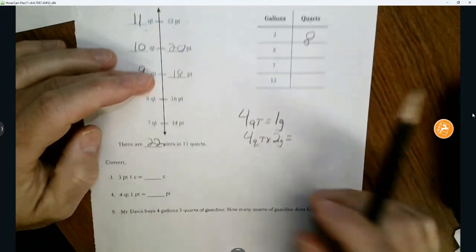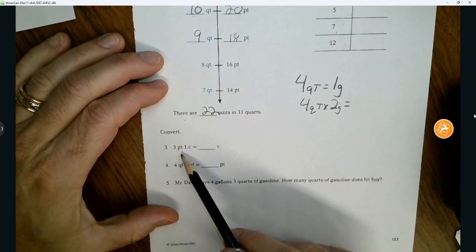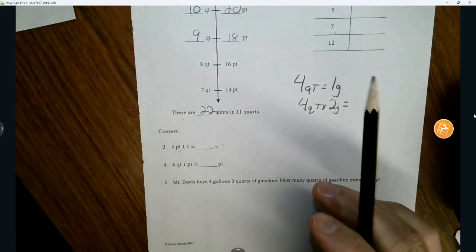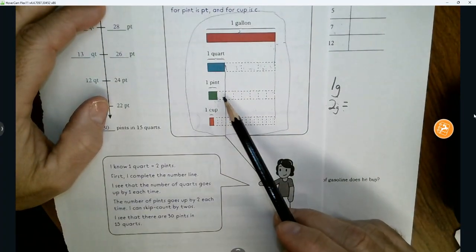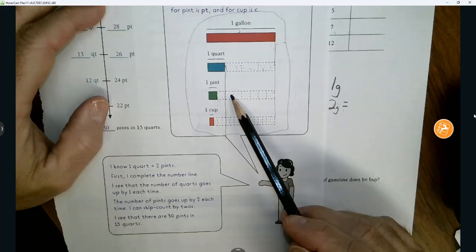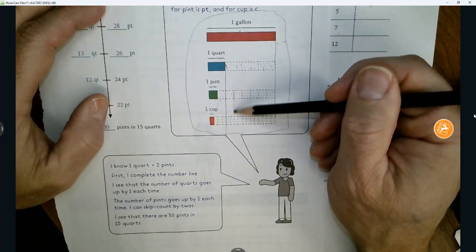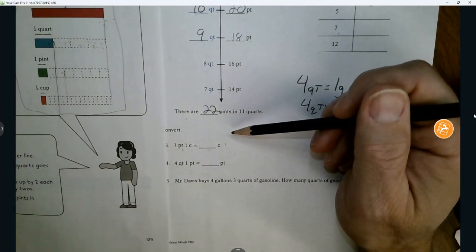That shall help you. Conversion, 3 pints and 1 cup equals how many cups? 3 pints, 1, 2, 3. All right. Remember, if you need to, use a pencil. Draw your line down. Count if you need to. But how many pints are in a cup?